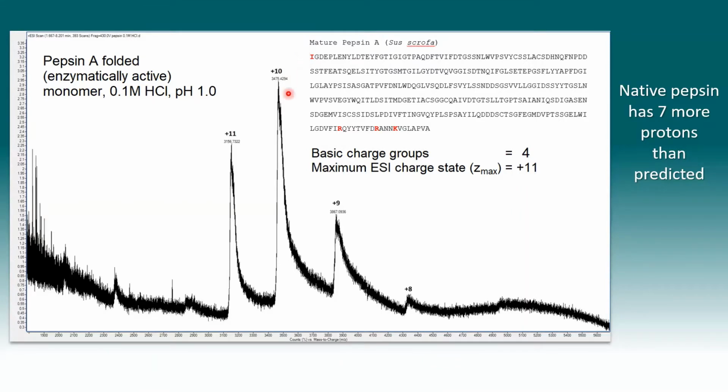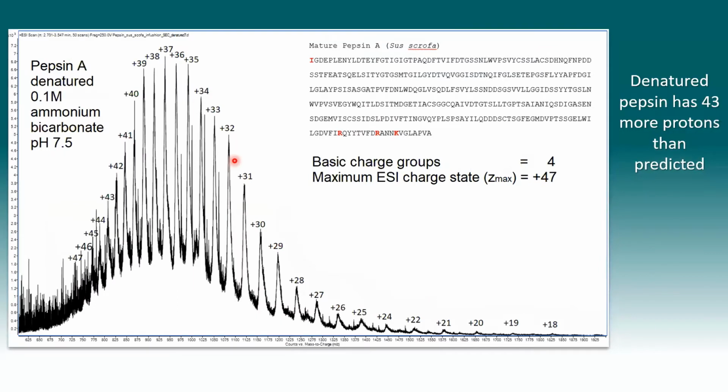However, when you look at the spectrum, you can see that the maximum charge state here, the maximum protonation state for pepsin is actually plus 11. So native pepsin has 7 more protons than you would predict.